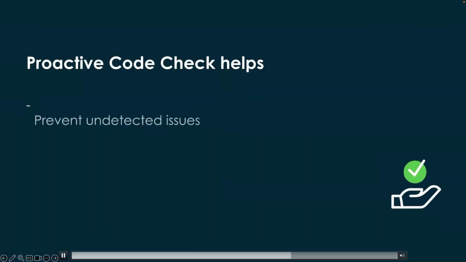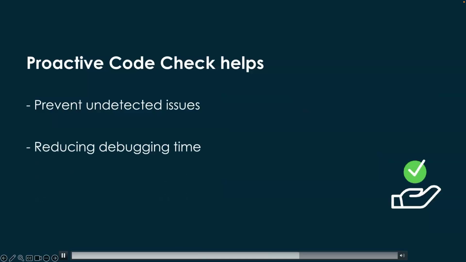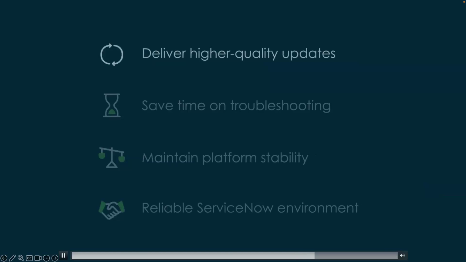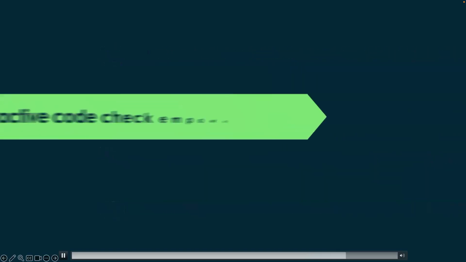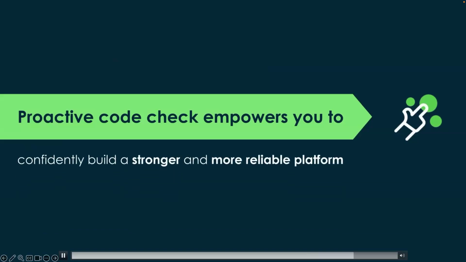Proactive Code Check helps prevent undetected issues, reducing debugging time and ensuring smooth deployments. Now, your team can deliver higher quality updates, save time on troubleshooting, and maintain platform stability and a reliable ServiceNow environment. Proactive Code Check empowers you to confidently build a stronger and more reliable platform.